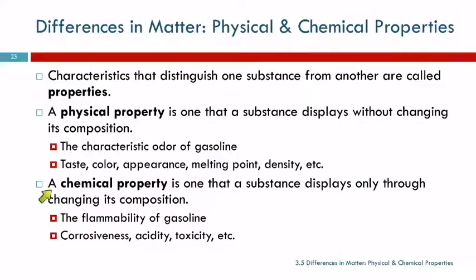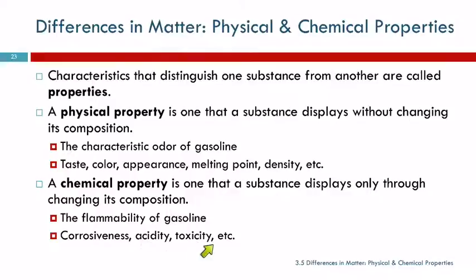A chemical property is one that is only displayed when the substance changes its composition. Chemical properties are related to chemical reactions. So gasoline is flammable. That is a property of gasoline. Water is not flammable. That's a property of water. To demonstrate that gasoline is flammable, you burn the gasoline and it's not gasoline anymore. That's a chemical property.